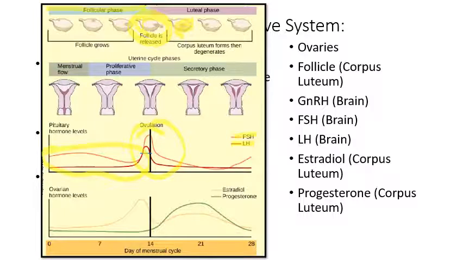The corpus luteum is producing estradiol and progesterone, which prevent the brain from releasing gonadotropin-releasing hormone, so that it prevents the other eggs from developing. So progesterone, for instance, one of its jobs is to prevent the other eggs from developing.